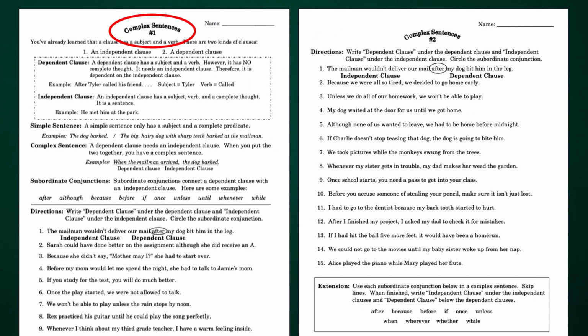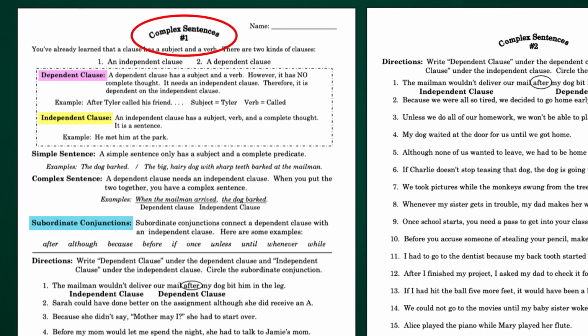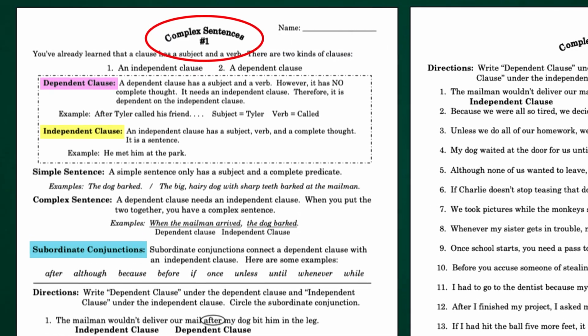Going back to worksheet number 1 of complex sentences, this worksheet introduces parts of a complex sentence, such as the dependent clause and the independent clause and the new subordinate conjunction. The cool part of standards-based grammar is that by the time you're finished with this unit, the students will know this vocabulary very well, and they'll even be able to explain it.